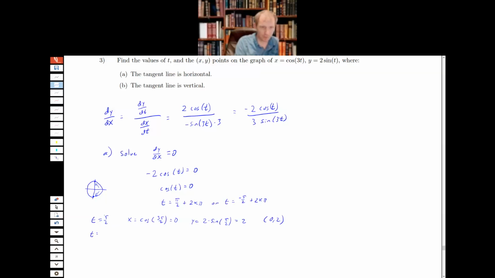If I add 2 pi to this, we're looking at 5 pi over 2. X is going to be the cosine of 3 times 5 pi over 2, or 15 pi over 2. 15 pi over 2 is like 14 pi over 2 plus pi over 2, so it's 7 pi, and then another half pi. Okay, so 6 pi lands me back where I started, and then I have another 7, and another half, so our x value is 0.